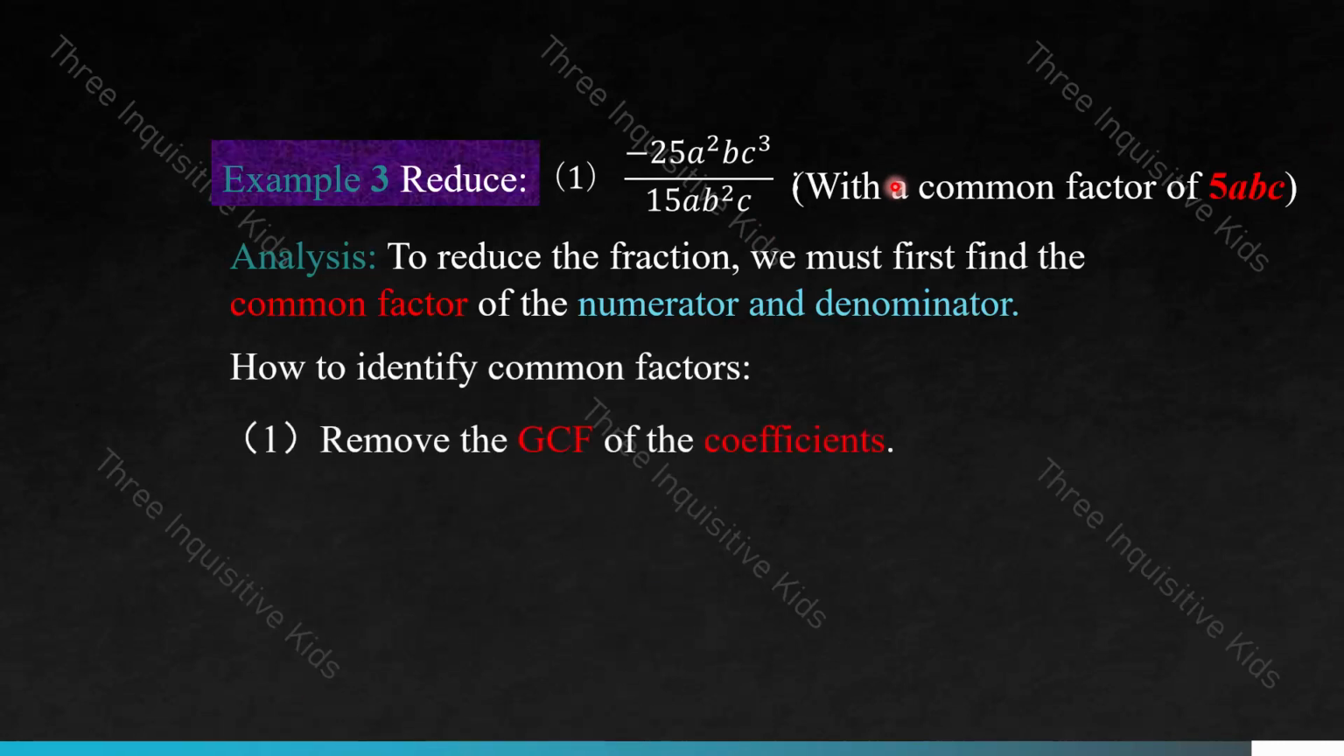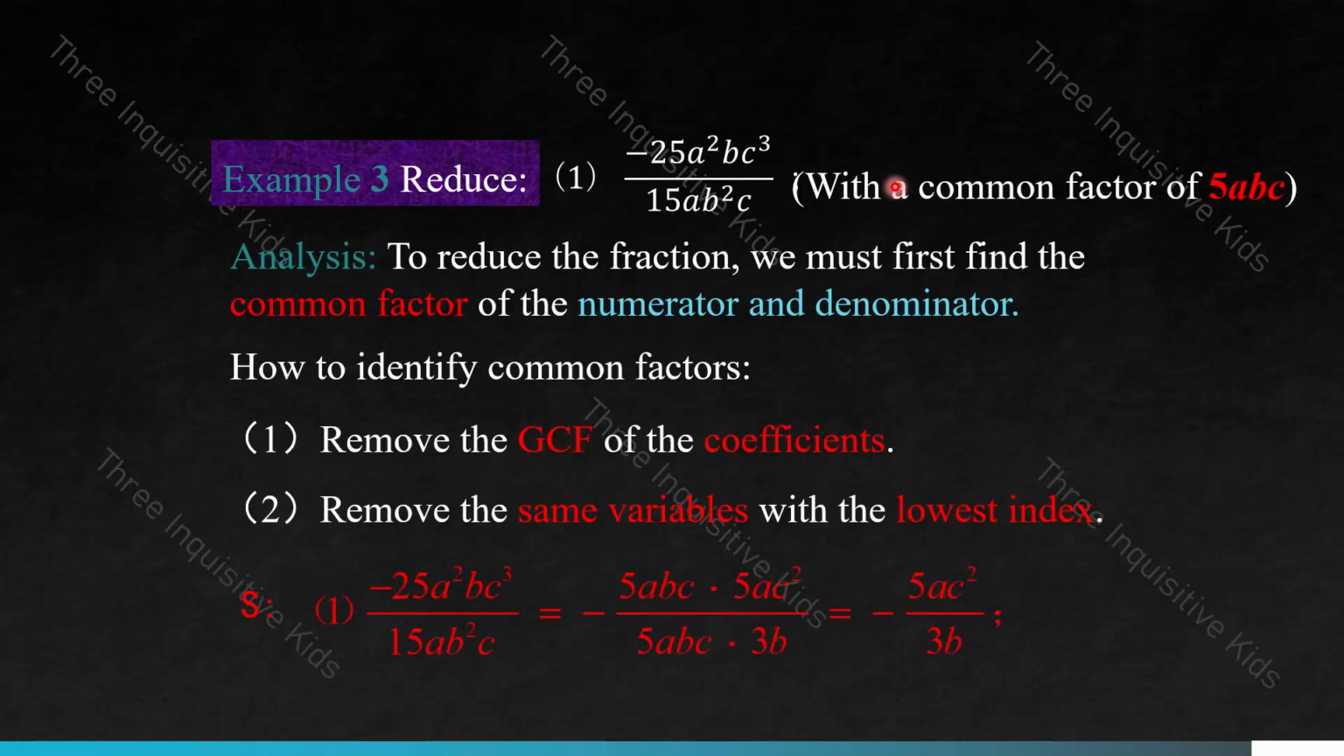Here's how we can identify common factors. First, remove the GCF, greatest common factor, of the coefficients. And then we remove the same variables with the lowest index. So our solution would be, after removing 5abc, we have negative 5ac squared over 3b.